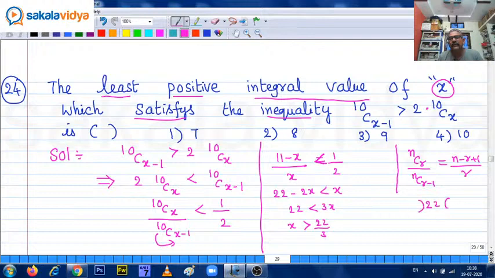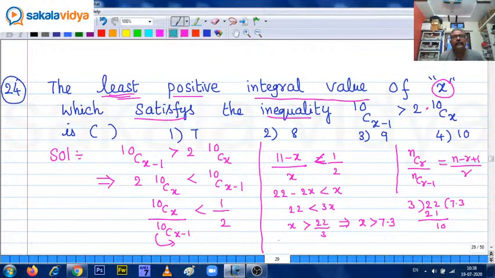22 divided by 3: 3 sevens are 21 and 1 remains, so 7.3. So x will be greater than 7.3. Here, what are we asked? We are asked to find the least positive integral value. That means we need to write the set of positive integral values which are greater than 7.3.